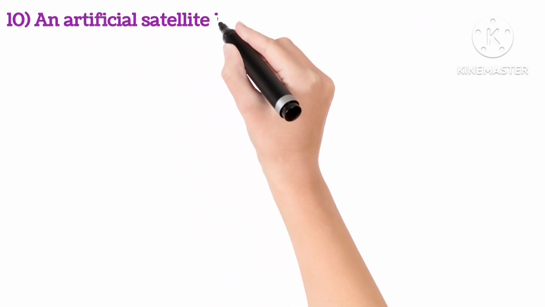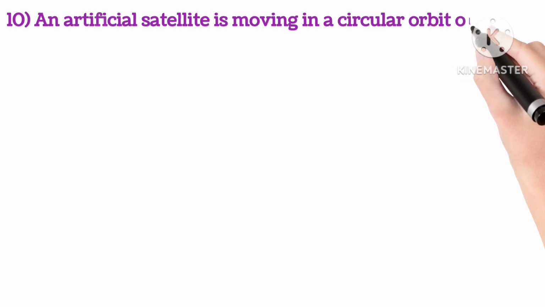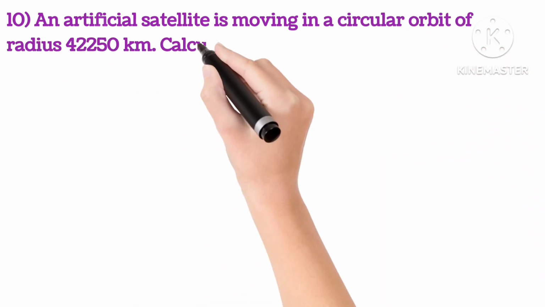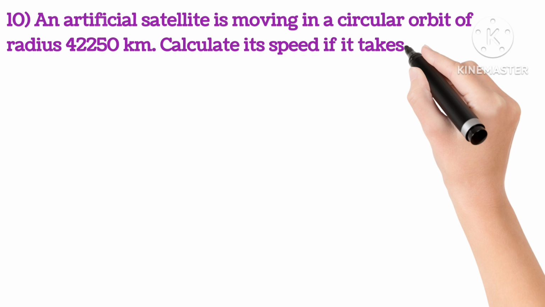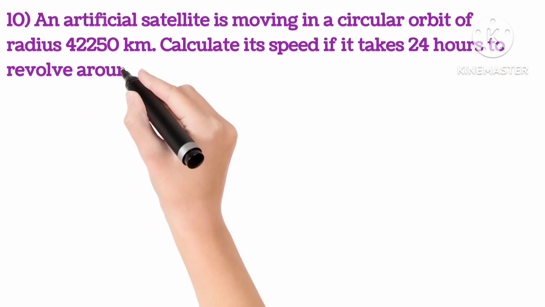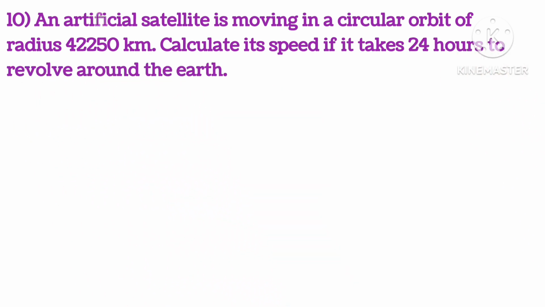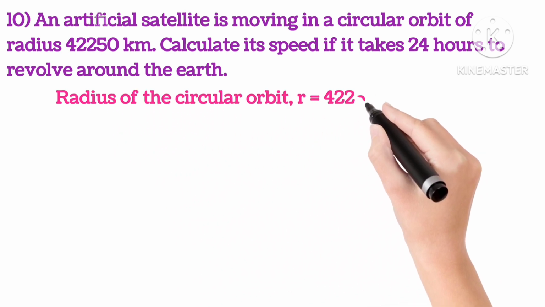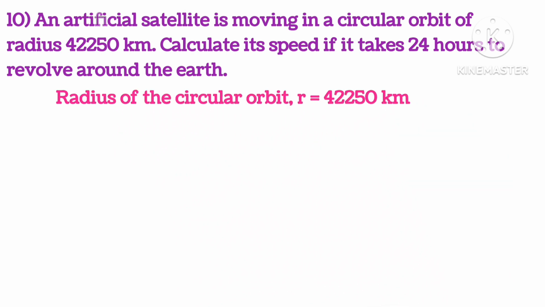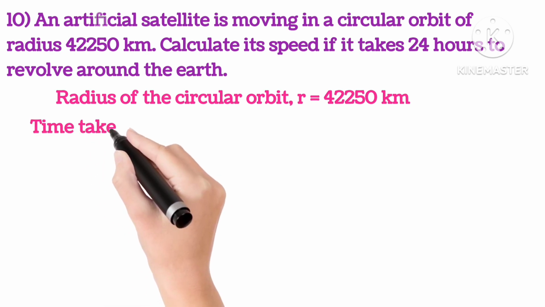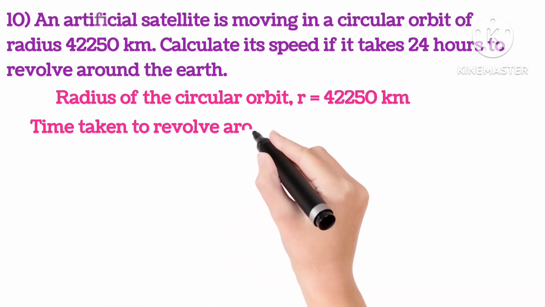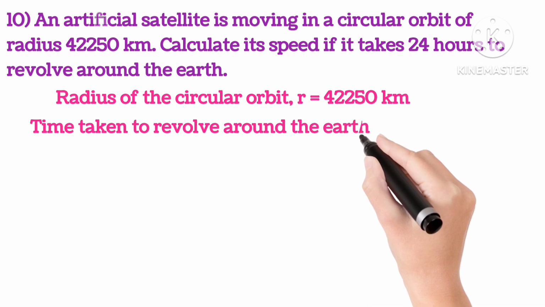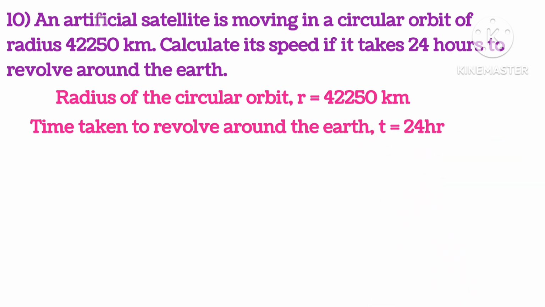10th, an artificial satellite is moving in a circular orbit of the radius 42250 kilometers. Calculate its speed if it takes 24 hours to revolve around the Earth. So the radius of the circular orbit is 42250 kilometers. Time taken to revolve around the Earth is 24 hours.